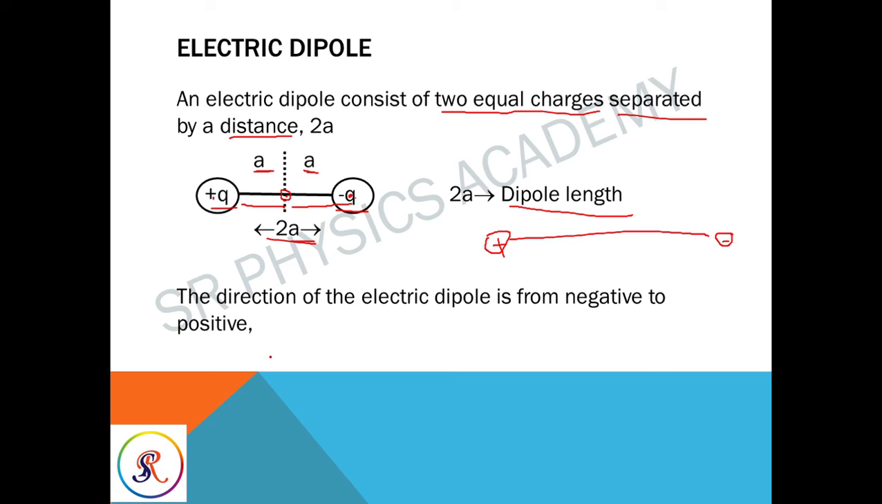Let us talk now about the direction of the electric dipole. Always the direction of the dipole is from negative to positive. So in this case, which one is negative? Always from minus Q to plus Q. Okay, is it clear now?